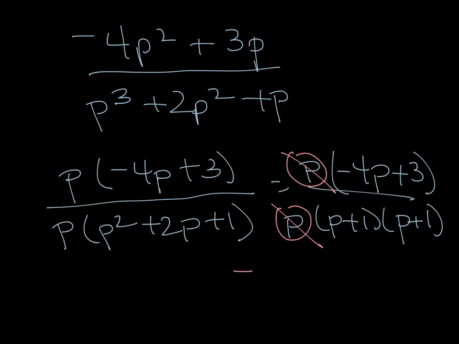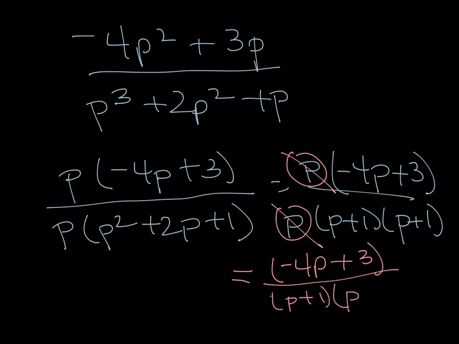So my final answer to this problem is negative 4p plus 3, and you even leave it in parentheses in factored form, over p plus 1 times p plus 1. And that's my final answer. That's reduced.